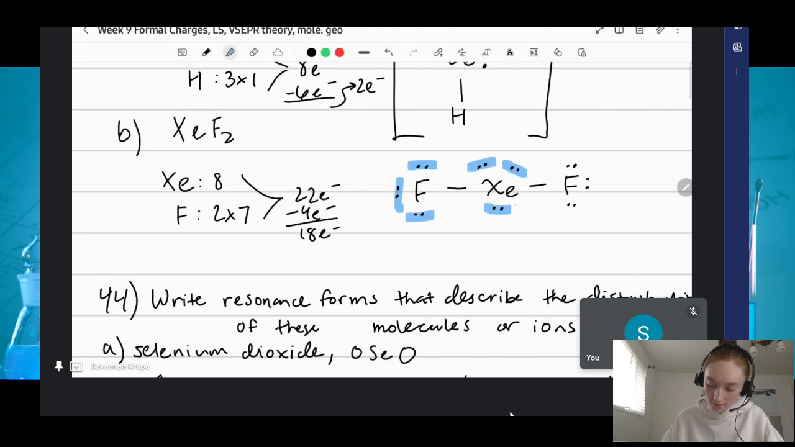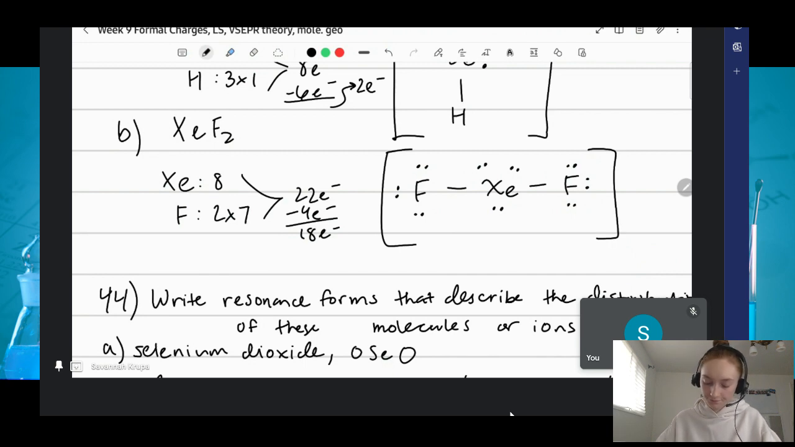So it's 2, 4, 6, 8, 10, 12, 14, 16, 18. And we have 18, and so everything is satisfied. Awesome. So that is the answer for that molecular structure, or Lewis structure.